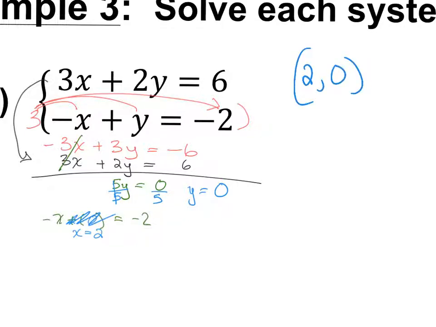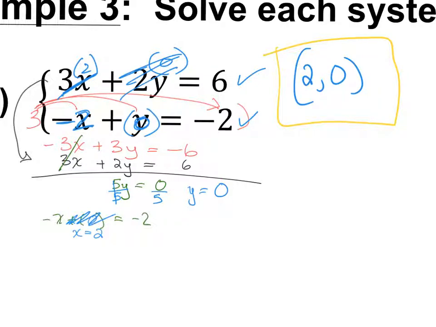Check your work. I am going to check my work by plugging 2 in here and 0 in here. 2 times 0 is nothing. 3 times 2 is 6, so I know it's correct. Put in a 2 here. Put in the 0 here. Negative 2 plus 0 is negative 2, so it's correct. So I know that my work is correct.